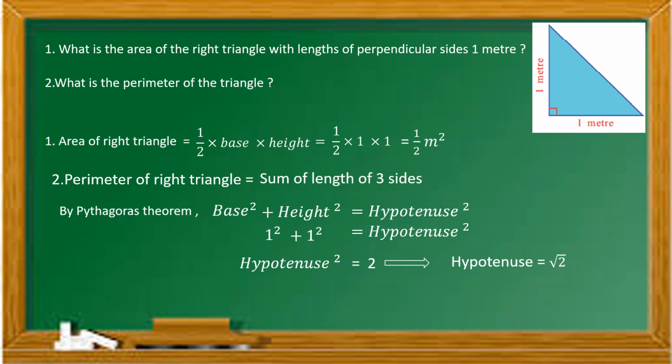Now can you write the perimeter of the right triangle? Yes, that will be 1 plus 1 plus root 2. What is 1 plus 1? It's 2. So 2 plus root 2 meter. Okay.